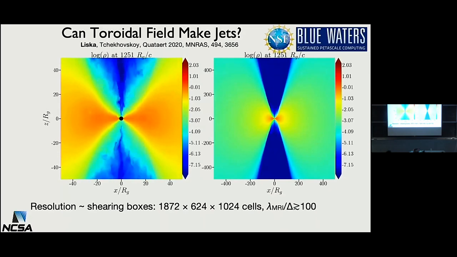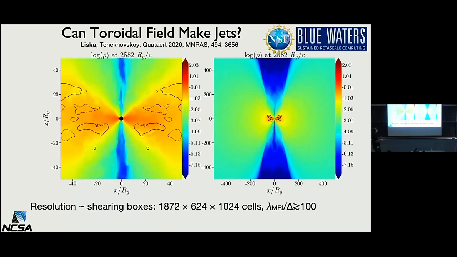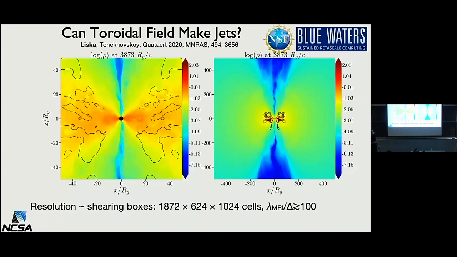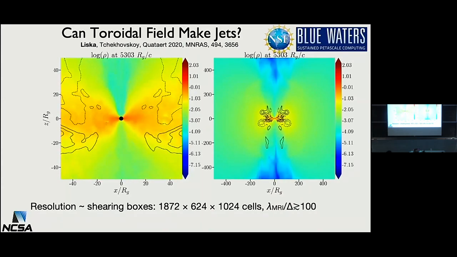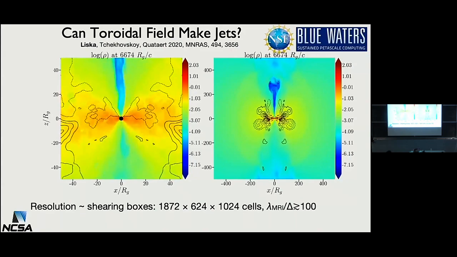So I didn't want to get a jet, so I started with toroidal field. I went on vacation, I came back, I saw this. It's not supposed to be a jet. This has never been seen.